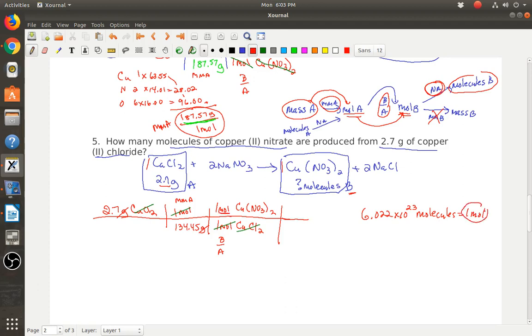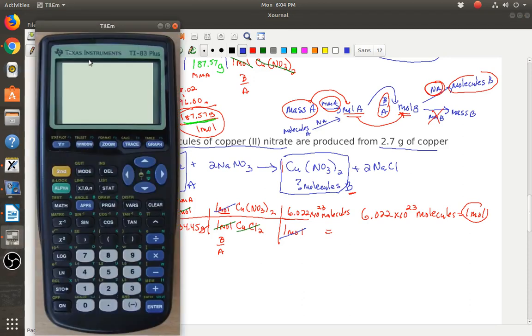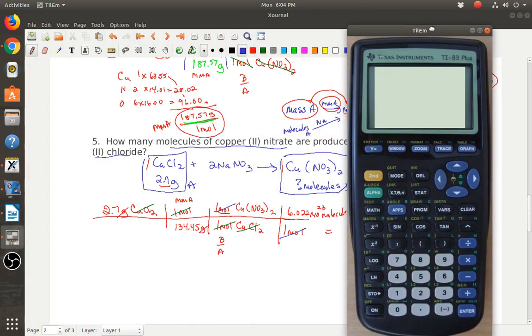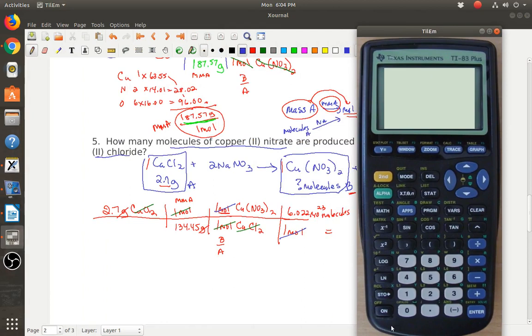That means I need to put the 1 mole on the bottom and 6.022 times 10 to the 23rd molecules on the top. Okay, now I can cancel my units. Moles and moles cancel. I have molecules of CuNO3. And so now I'm going to pull up my calculator this time so you can watch me put it into the calculator, because the order of operations becomes very important with all of this, but particularly when you're using scientific notation.